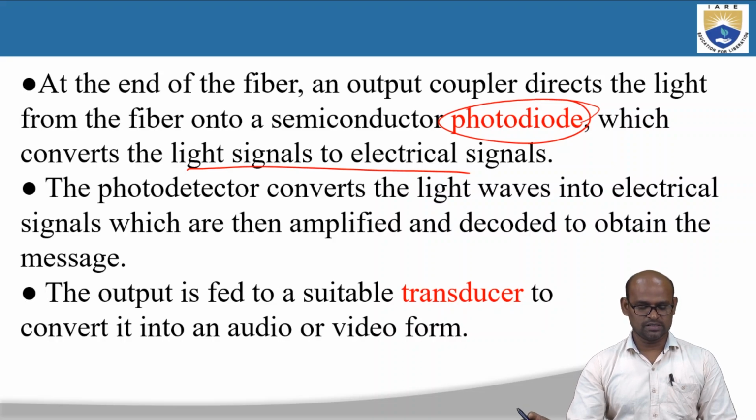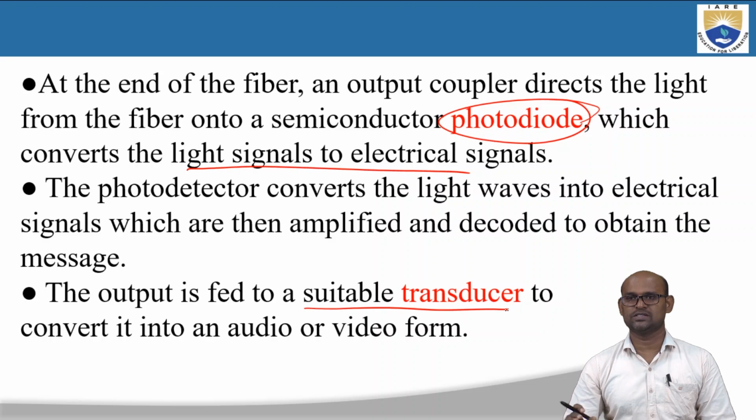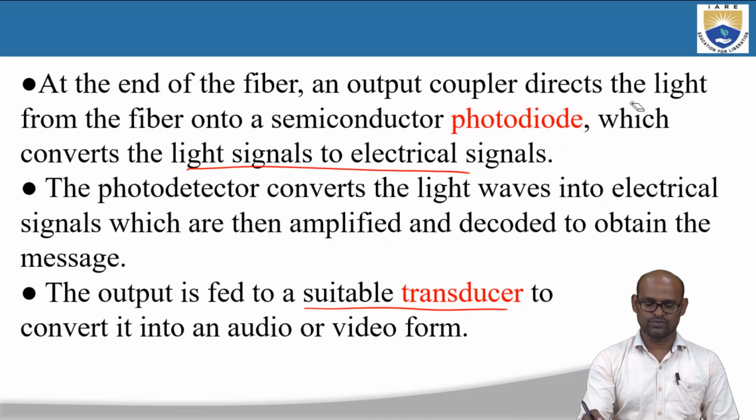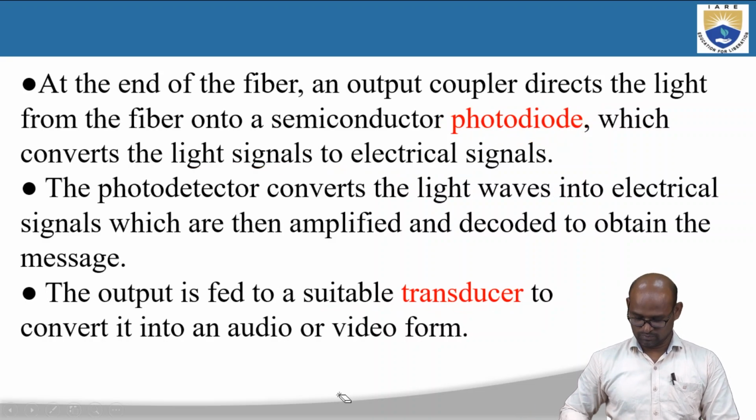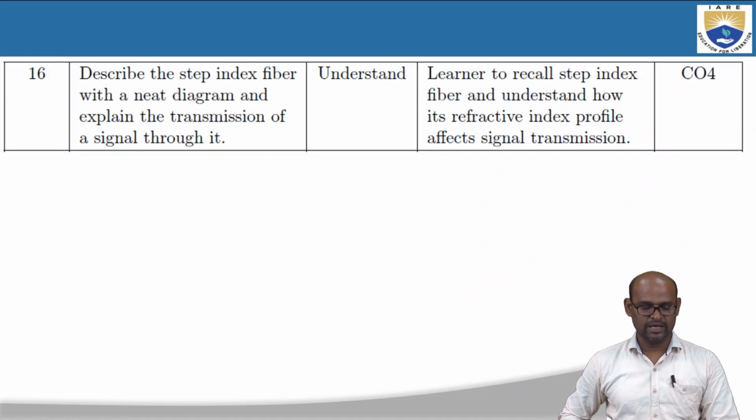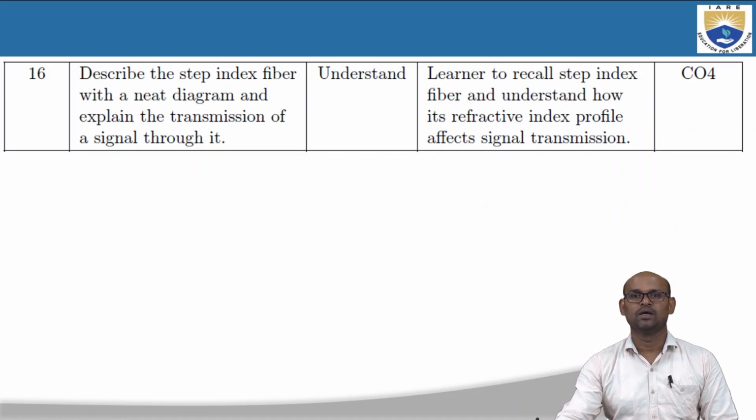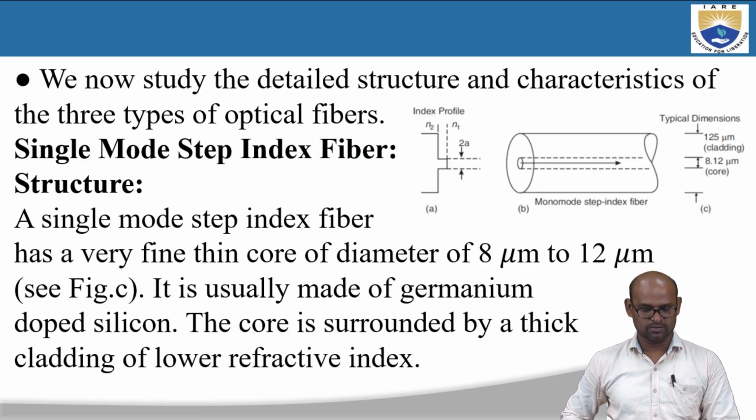Once you have electrical signal, this electrical signal will be converted into audio or video signal, which is given as input by the transducer. So that is the block diagram of the optical fiber communication system. Describe the step index fiber with a neat diagram and explain the transmission of signal through it.